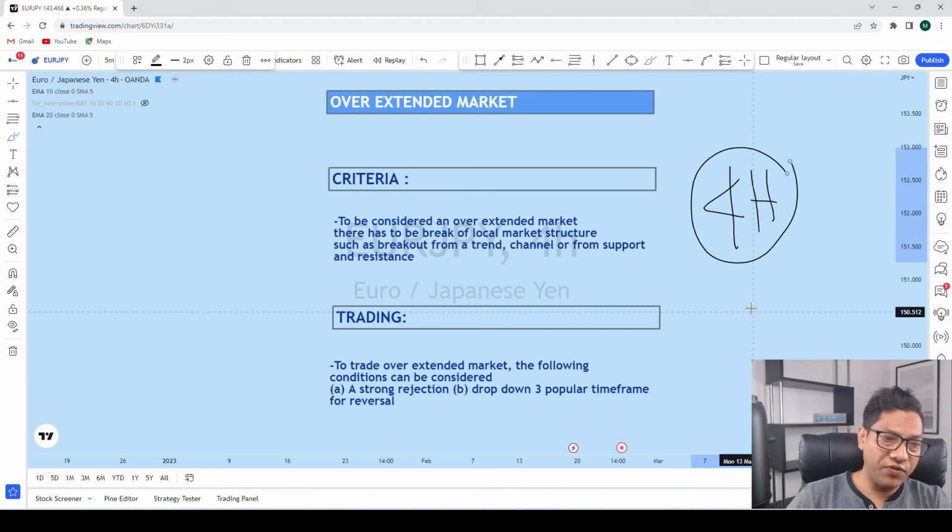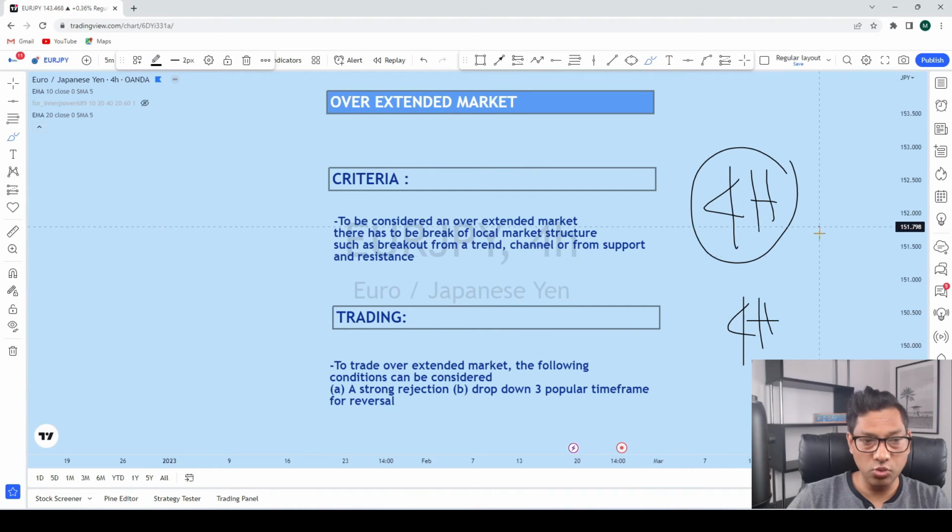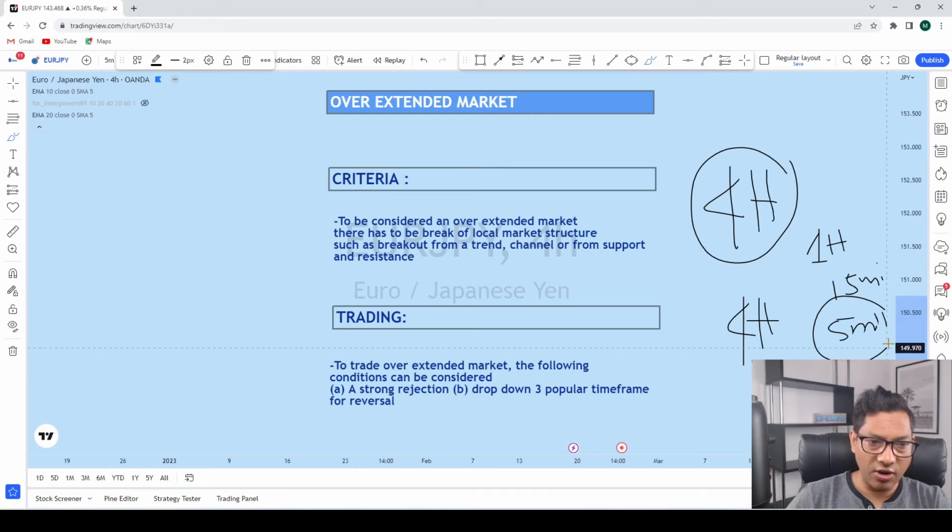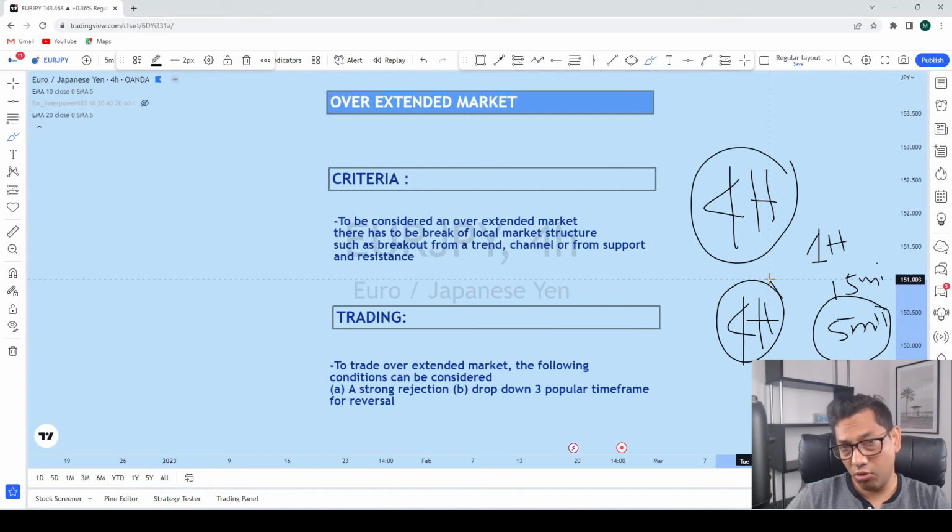if it is a 4-hour overextended, the popular time frame is 1 hour, and the next one is 15 minutes, and the next one is 5 minutes. So I will be waiting for the price to create a reversal pattern on the 5 minutes time frame for an overextended market on the 4-hour.